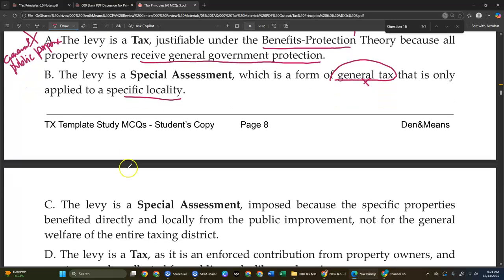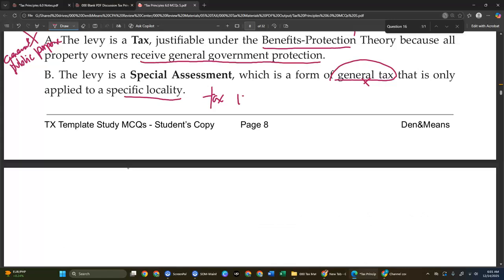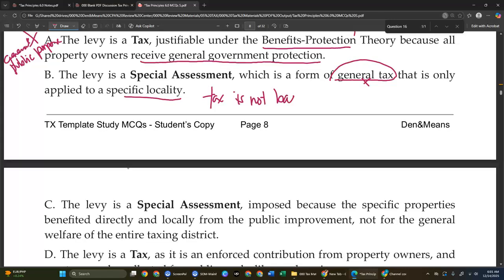Letter C. First of all, let's try to remember that tax is not based on benefit received. This is not the reason why a tax is imposed. The power of taxation is based on the sovereignty, the existence of the state, so it's not based on the benefit received by the constituents.